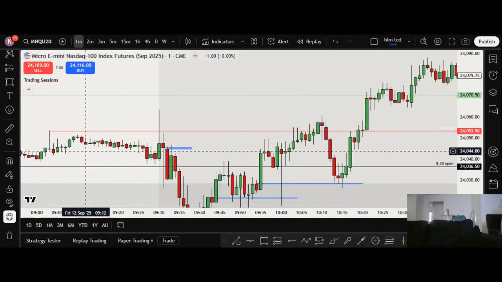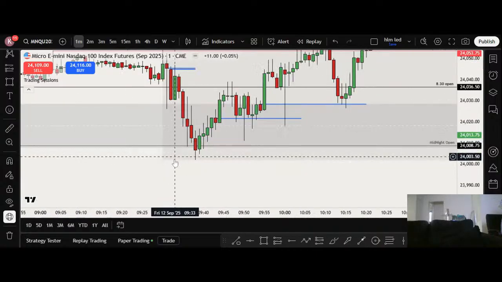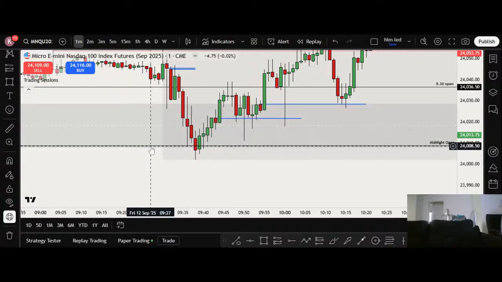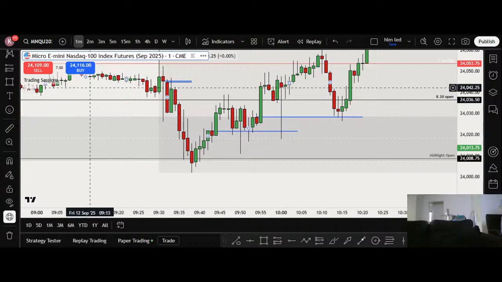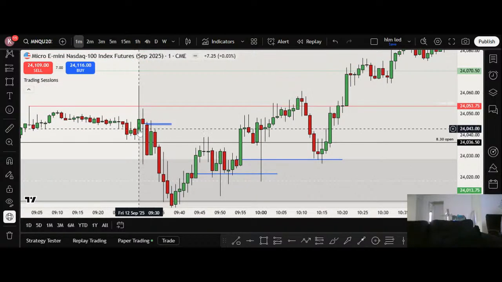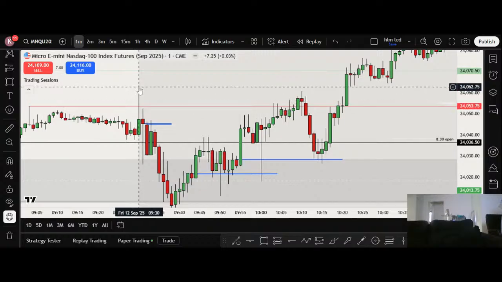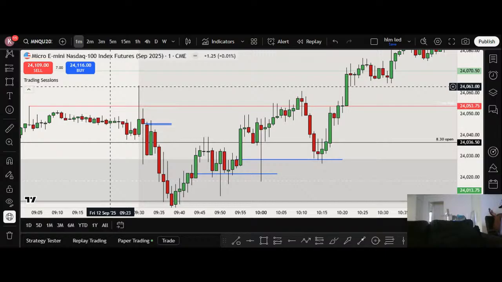All right, so here we got the 7 a.m. highs, and we got the 7 a.m. lows, which is coupled with the midnight open today. This is Friday, by the way, September 12th. So what we got was at 9:30, an immediate sweep to the upside. Now, our drawn liquidity this day was kind of obvious. It was just up there.